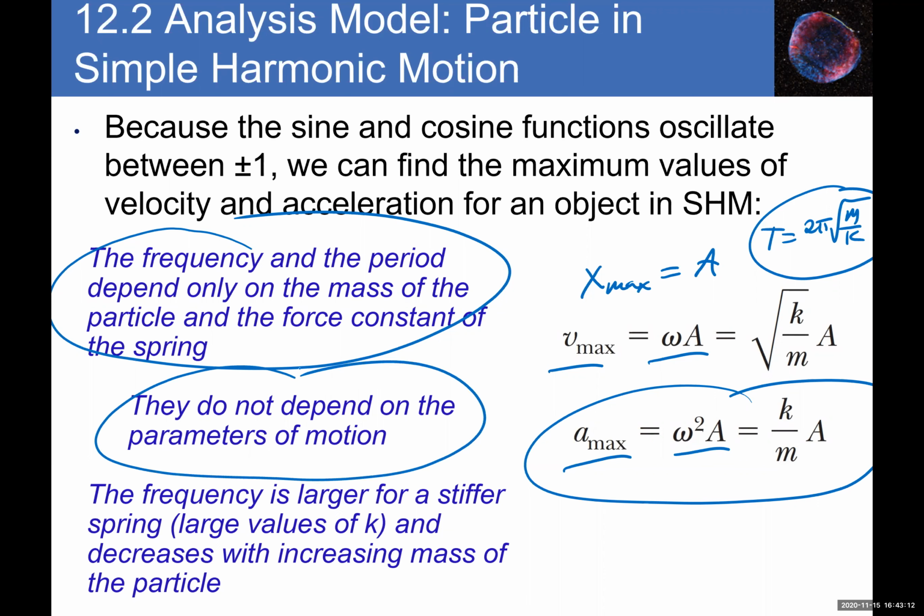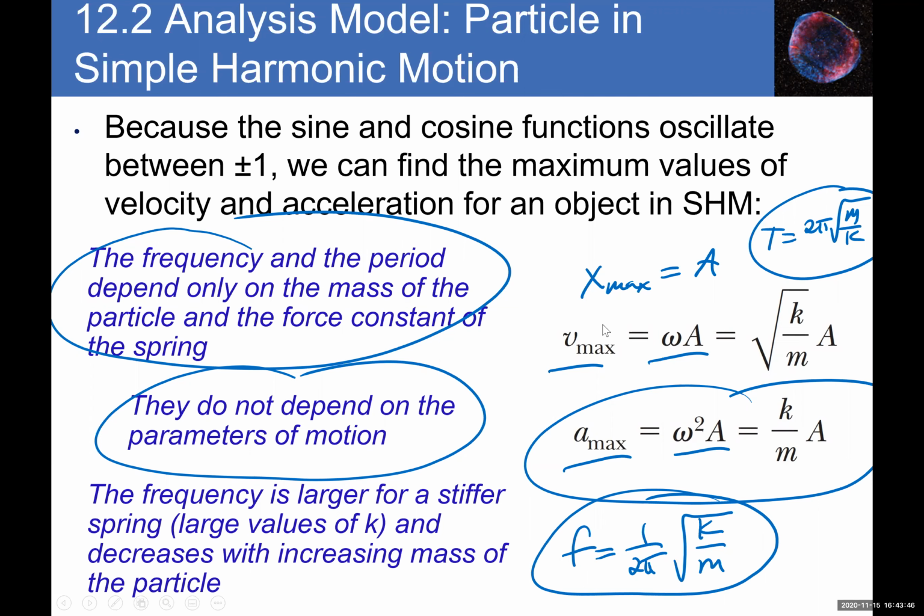They do not depend on the parameters of motion. And the frequency is larger for a stiffer spring with larger values of k, and decreases with the increasing mass of the particle. Okay, because the frequency, if I'm looking at it in terms of those quantities, equals 1 over 2 pi, which is in the previous slide, times the square root of k over m. So you can see, right? You increase the stiffness, that means you increase k, frequency increases. You increase the mass, frequency decreases, because frequency is directly proportional to the spring constant and inversely proportional to mass.